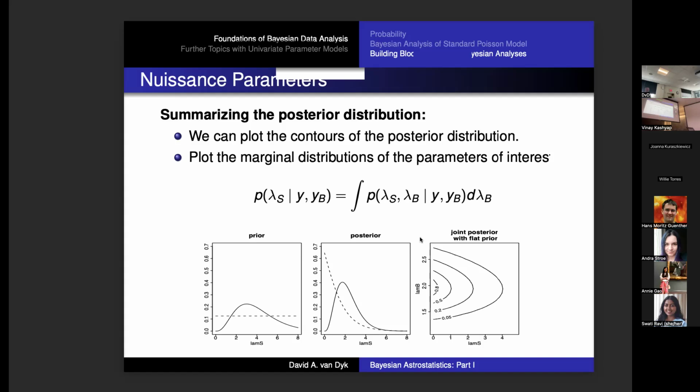I have a source that's contaminated with background. I don't know how strong the background is. I'm not really interested in the background. I just want to make sure I account for the background, right? I don't really want to estimate the expected background per unit area per unit time.